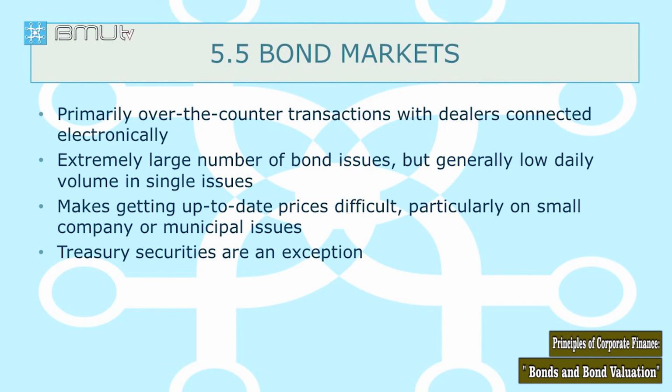How do bond markets operate? The bond market is an over-the-counter market where transactions are with dealers connected electronically, with an extremely large number of bond issues, but generally low daily volume in single issues. Bonds are not traded like stocks. This makes getting up-to-date prices difficult, particularly on small company or municipal issues. Treasury securities are an exception.